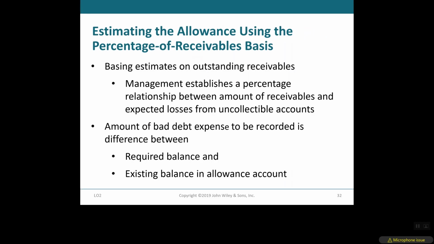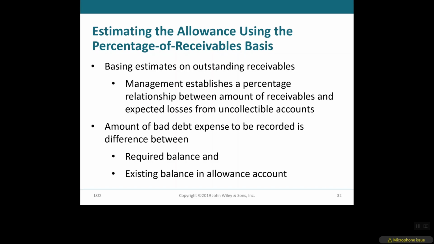Estimating the allowance using the percentage of receivables basis. Many times people estimate their allowance for doubtful debt using the percentage of receivables basis. Okay, so a company may establish a percentage relationship between the amount of receivables and expected losses from the uncollectibles. So they could say 10% of our receivables, we're going to allocate that to our bad debt expense every single month.